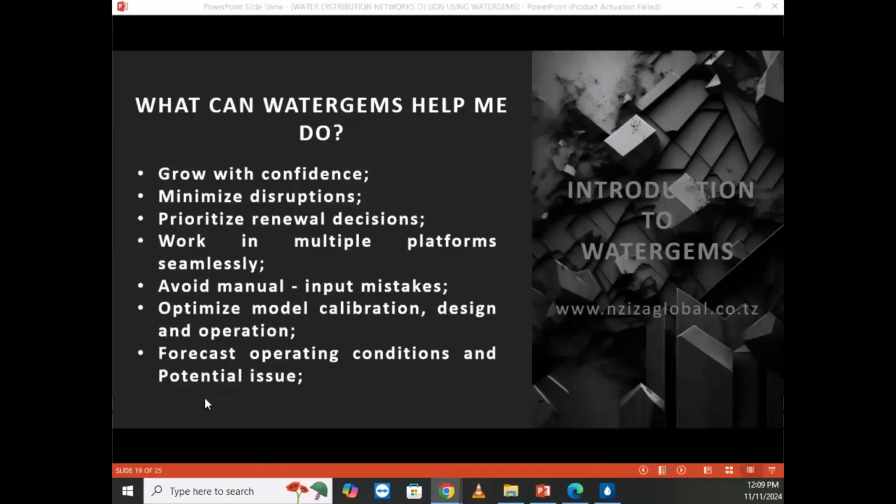And there will be no longer a question. You repair your network for all the time. So those are what WaterGEMS can help us with while we are planning, while we are designing, even while the maintenance time has been reached.